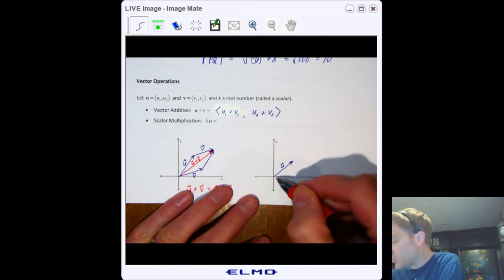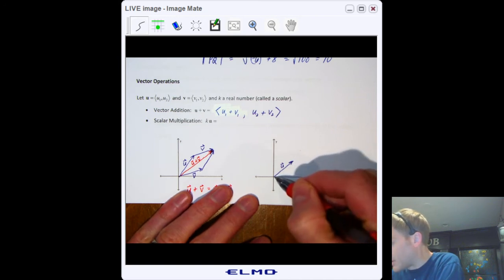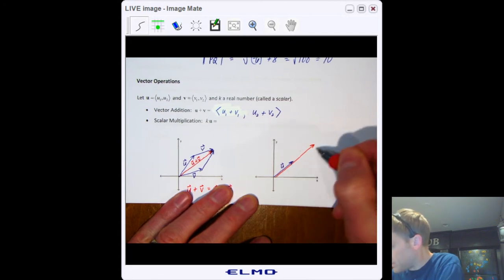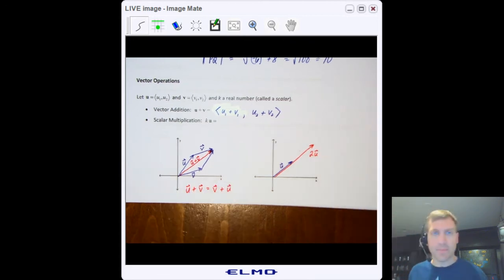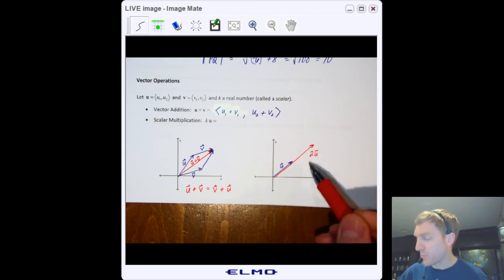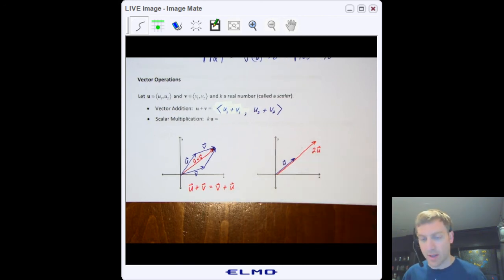Well, hopefully you drew a vector in the same direction as u, just twice as long. So, like that, right? So the vector 2u is the same direction as vector u, just twice as long. 3u would be the same direction as u, just 3 times as long, etc.